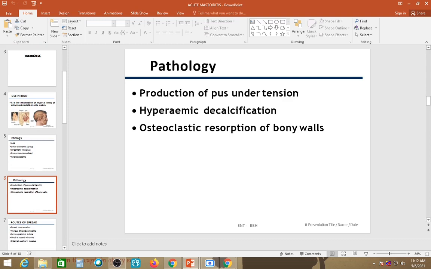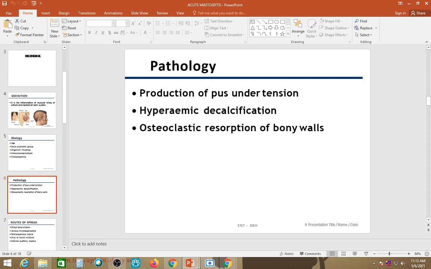The pathophysiology: production of pus under tension, meaning because of the infection, a purulent infection can occur inside the ear and the bone is infected. And ear discharge can happen. And hyperemic decalcification, an increase of blood circulation, highly circulated blood, as well as decalcification inside the bone. That means the bone is not reabsorbing and is totally decalcified. And you can see from the third point, the osteoclastic absorption of the bony walls.